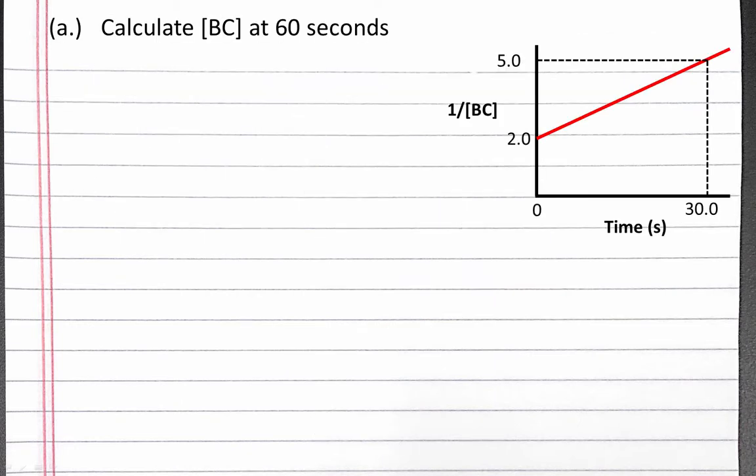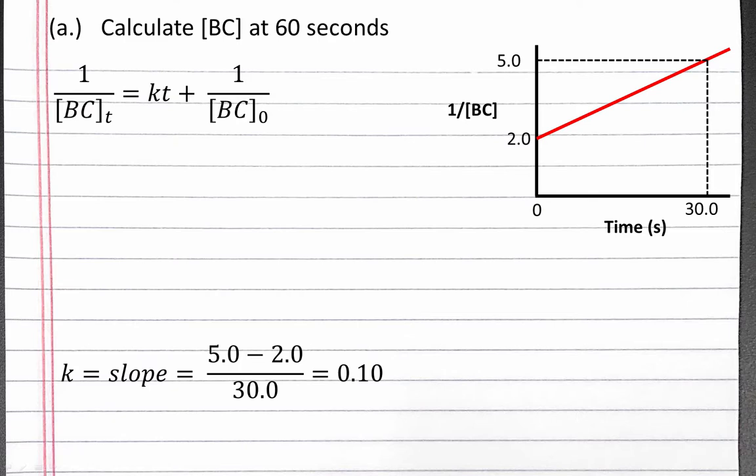First, we'll calculate our concentration of BC at 60 seconds. Our graph is 1 divided by the concentration of BC versus time for a straight line. This means the reaction is second order with respect to BC. Our integrated rate law is then 1 divided by our concentration at time t for BC equals our rate constant K times time plus 1 divided by our initial concentration of BC.